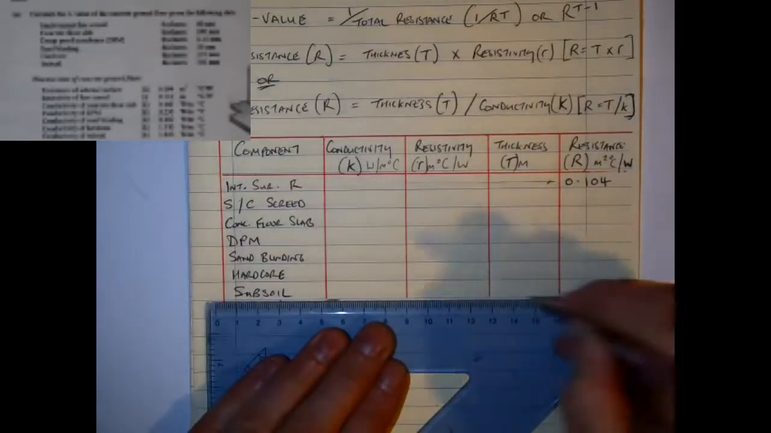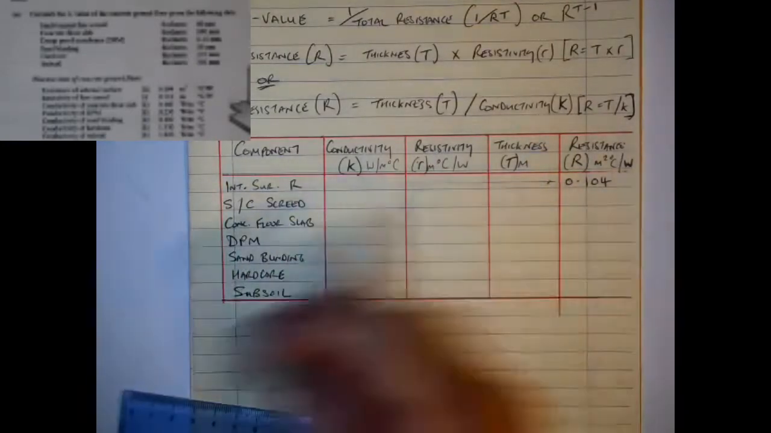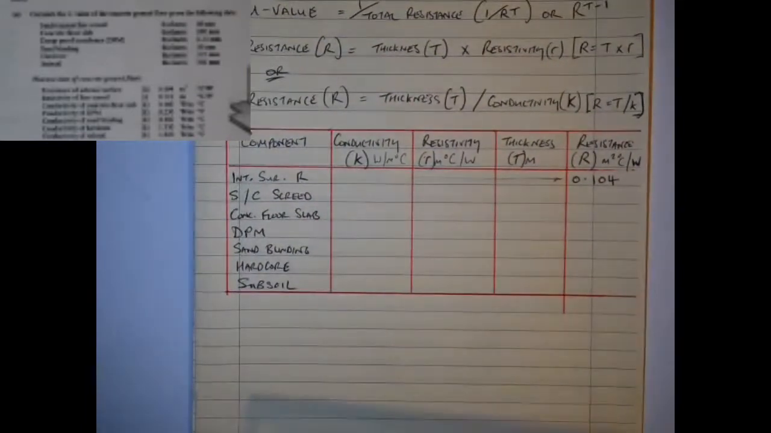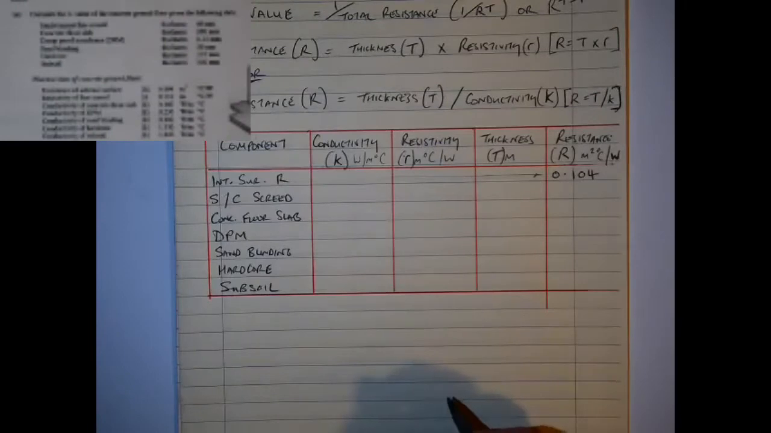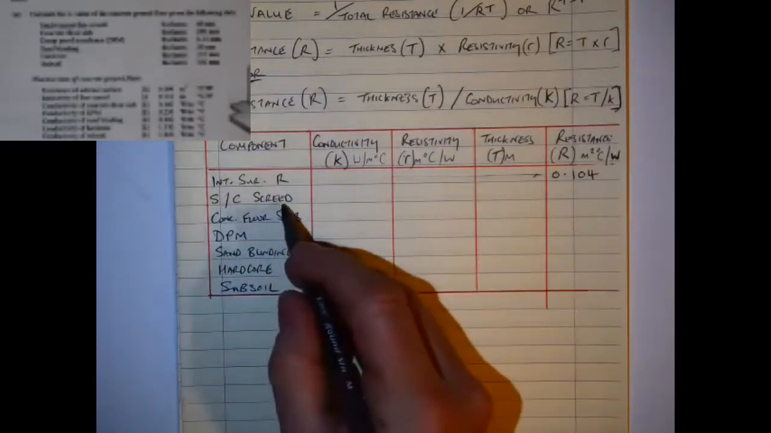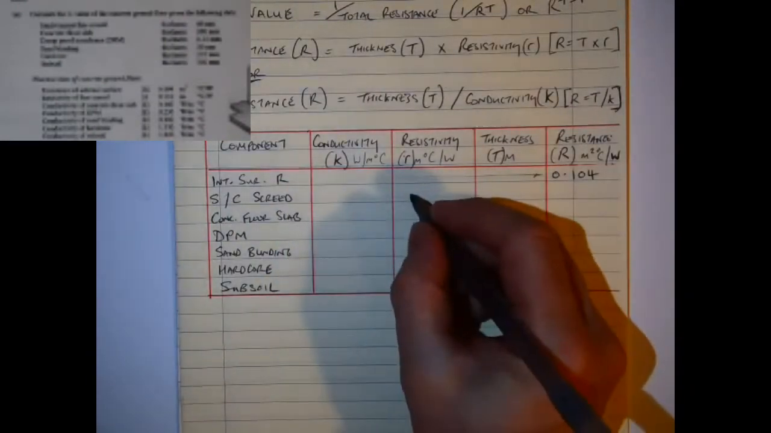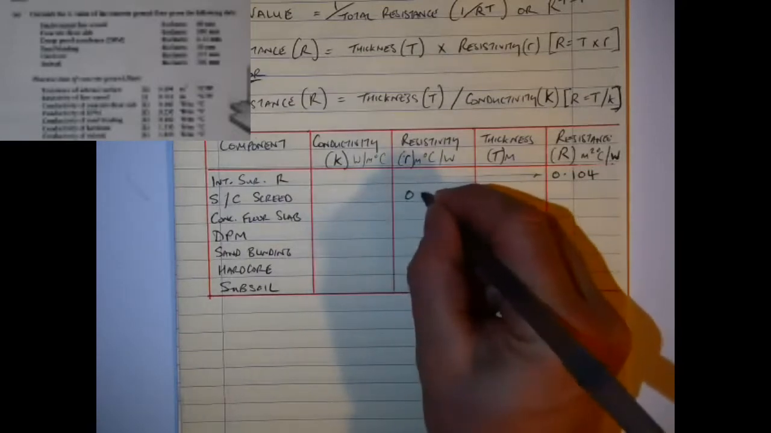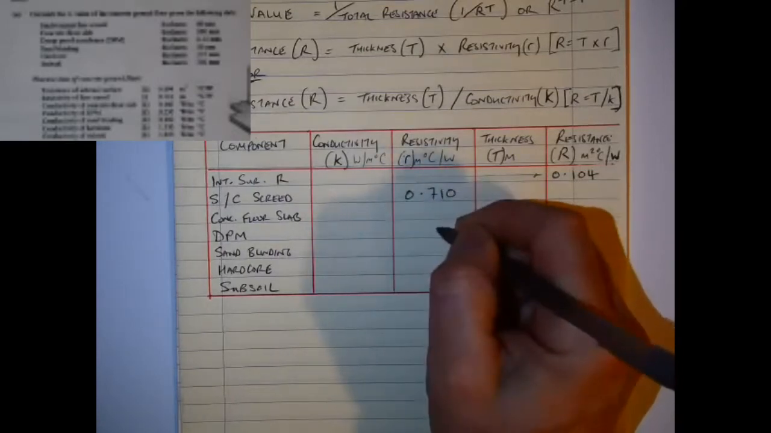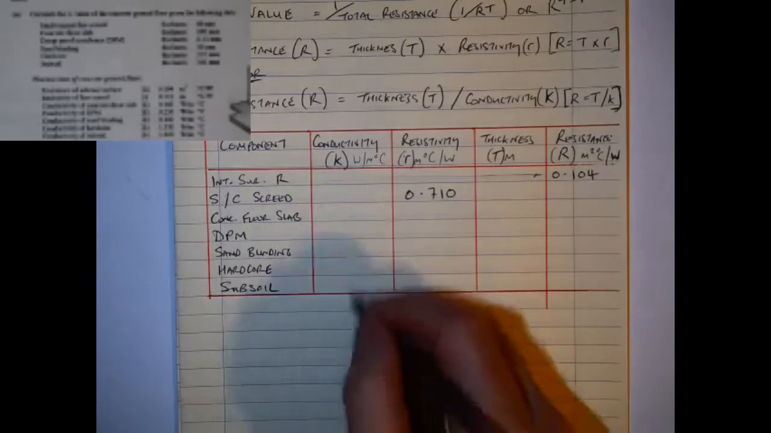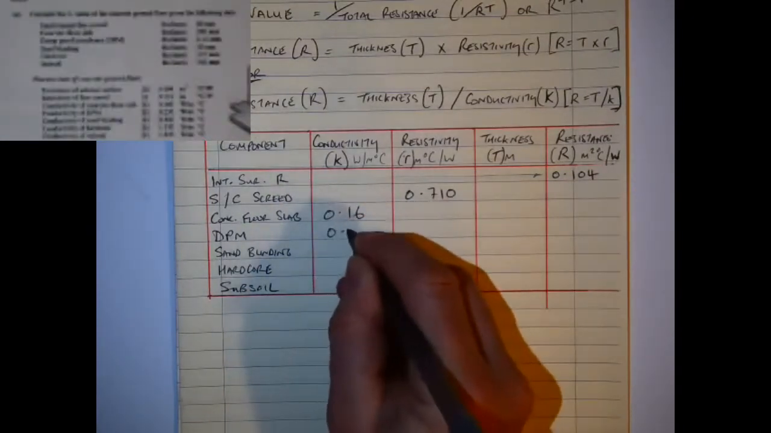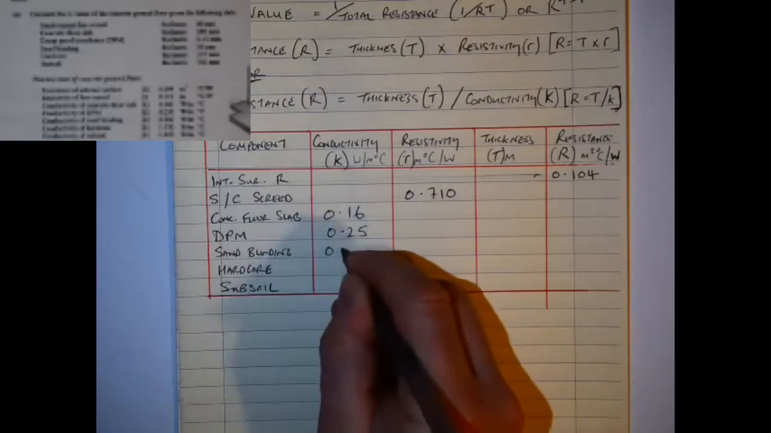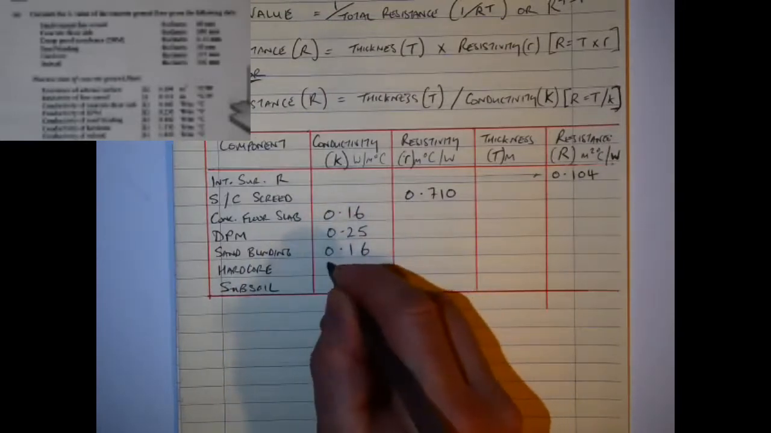Then all I've got to do, from the question again, is take each of my elements. Working down the table, if I go to the sand cement screed, I can see that I'm given a resistivity value for that, which is 0.170. Now I can work through the conductivity values. The rest of them are all conductivity values, with no other resistivity values, so I just enter each of these as it is on the table given in the question.